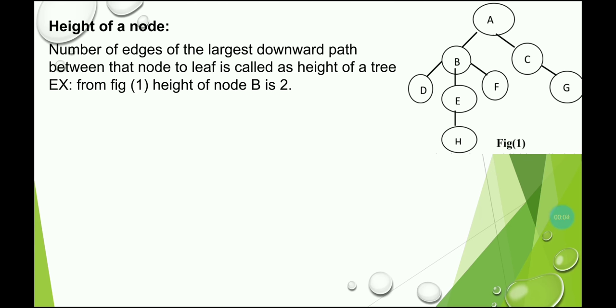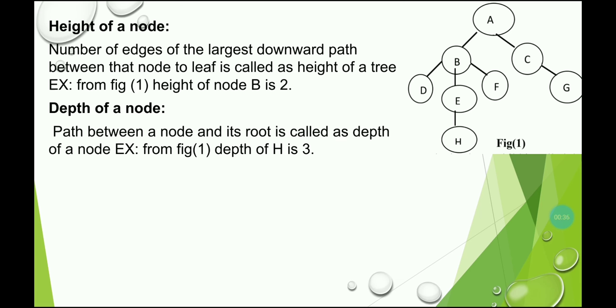Height of a node is the number of edges of the largest downward path between that node to a leaf. See here, for example, if we want to find the height of node B, there are three ways to reach a leaf here: B to D, B to H and B to F. Out of these three, largest path is from B to H. That is, B to E is one edge and E to H is one edge. So height of B is 2 here. Depth of a node. Path between a node and its root is called the depth of a node. So depth of H is 3. Why? Because A to B is 1 edge, B to E and E to H.